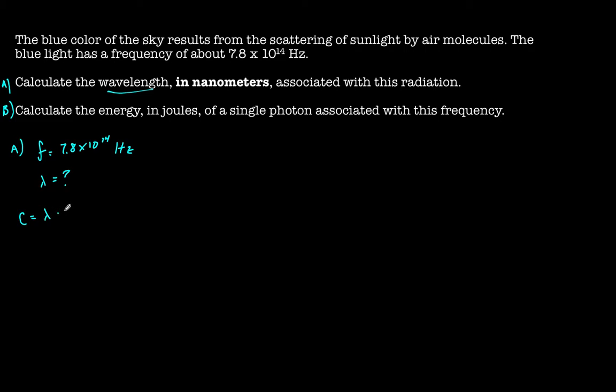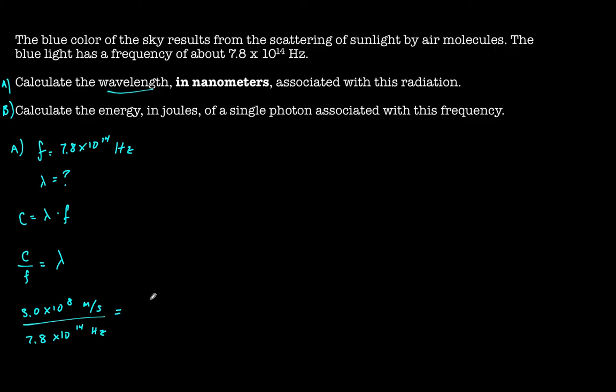c equals wavelength times frequency. c divided by frequency equals wavelength. Rearranging it here, and let's plug it in. 3.0 times 10 to the 8th meters per second divided by frequency, 7.8 times 10 to the 14th hertz. And in the very end, I'm going to get my value. So let's do it together. 3e8 divided by 7.8e14.